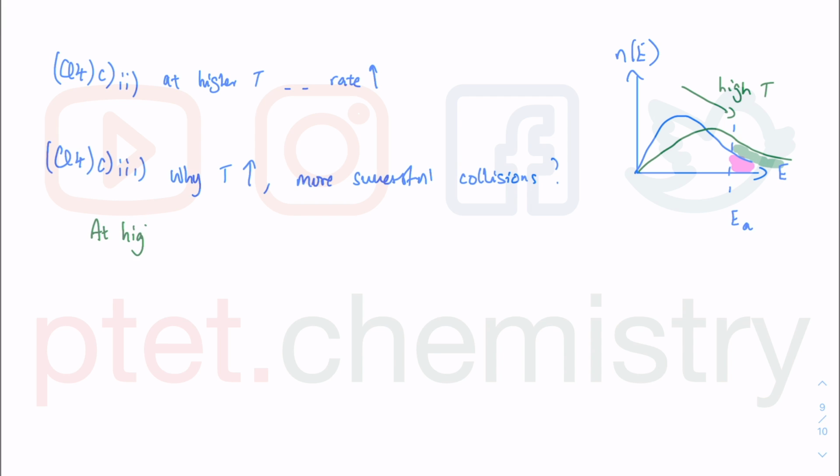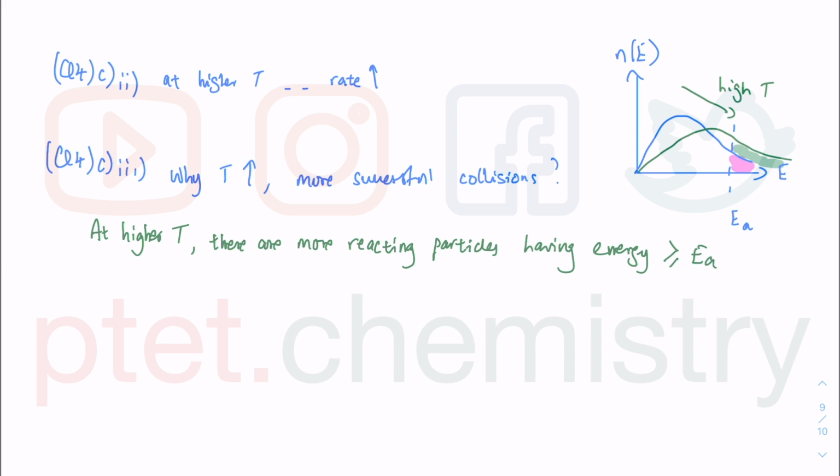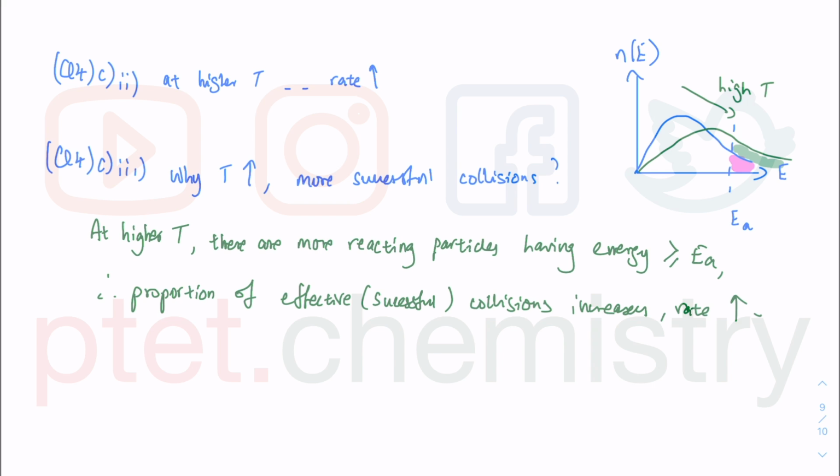So at higher temperature, they talk about frequency of successful collisions. So at higher temperature, there are more reacting particles having energy greater than or equal to EA. Therefore, proportion of effective collision increases. The effective collision in this context refers to successful collision. So your rate will increase as a result of that. Rate increases.